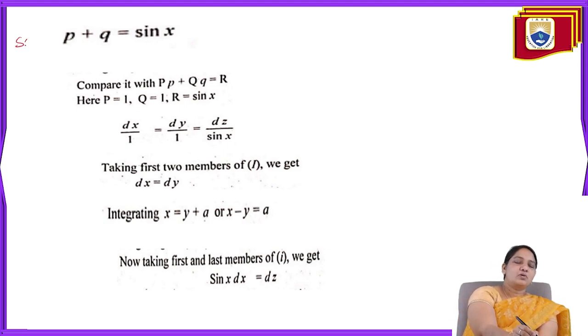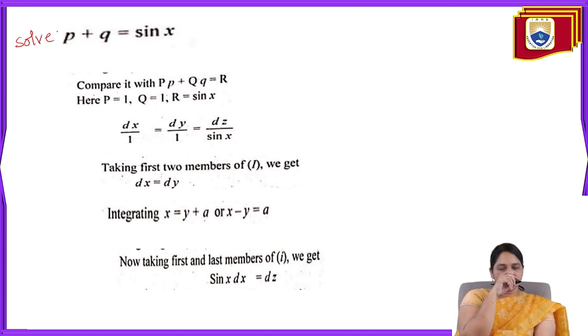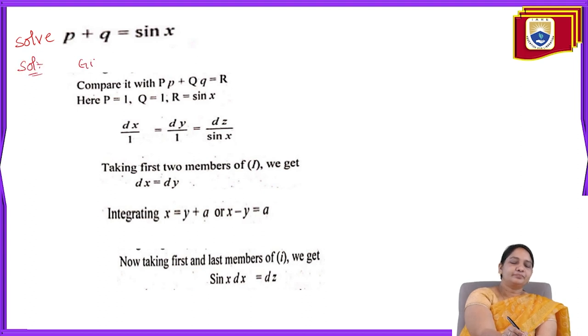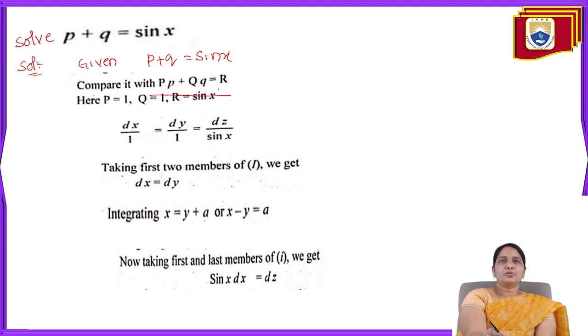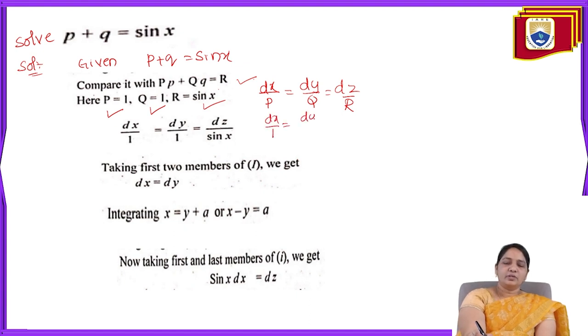Now, solve p plus q equal to sin x. So here given p plus q equal to sin x. Now comparing with the Lagrange's equation, that is P into p plus Q into q equal to R, the P value is 1, Q value is 1 and R is sin x. Now writing the auxiliary equation, that is dx by P equal to dy by Q equal to dz by R. So here dx by 1 equal to dy by 1 equal to dz by sin x.